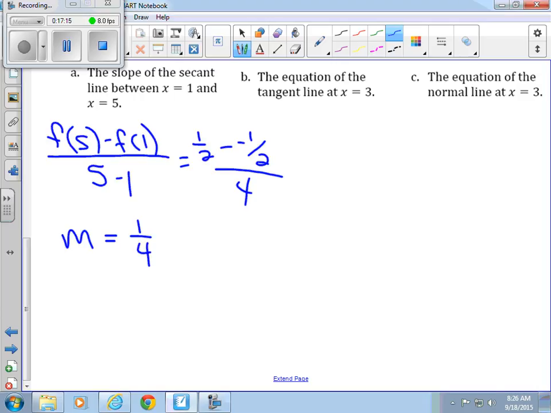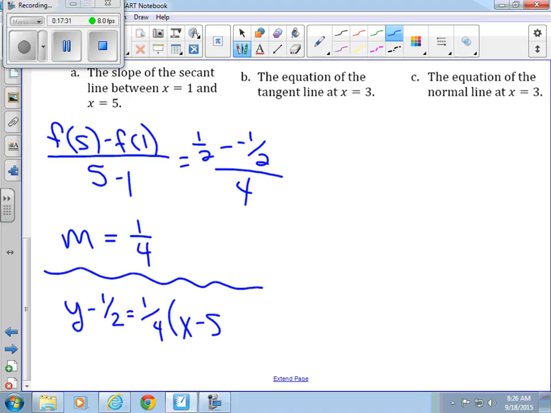If I did want to write a secant line, I could. I have a slope and I have a point. I could do that. It didn't ask me to. So side note, didn't ask this question. But if I wanted to, it would be something like y minus a half equals a fourth times x minus 5. I don't know where I got the 5 and the 1 half from. The x value and the y value. I could have picked the other x and y value if I wanted to. I could use 1 and then.